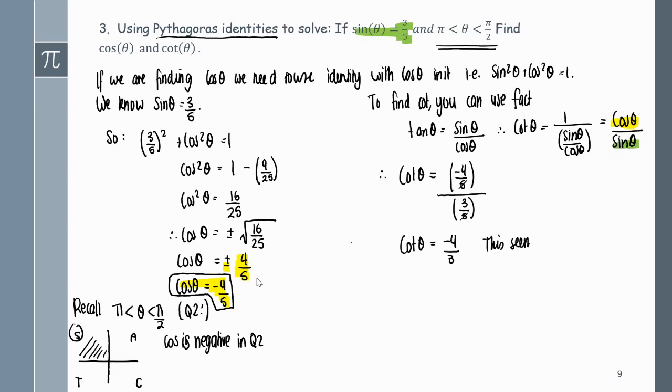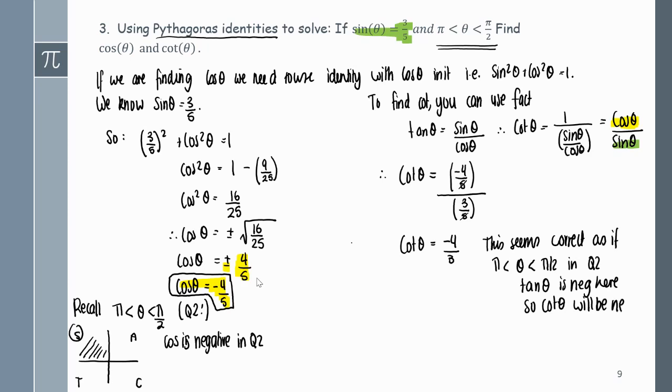And this is okay because remember it's in the second quadrant and tan is negative in the second quadrant. So cot is also likely to be negative here. It is okay that cot theta is smaller than minus 1 because tan can also be smaller than negative 1. Remember, its range is bigger. That is our answer for cot theta equals minus 4 on 3.